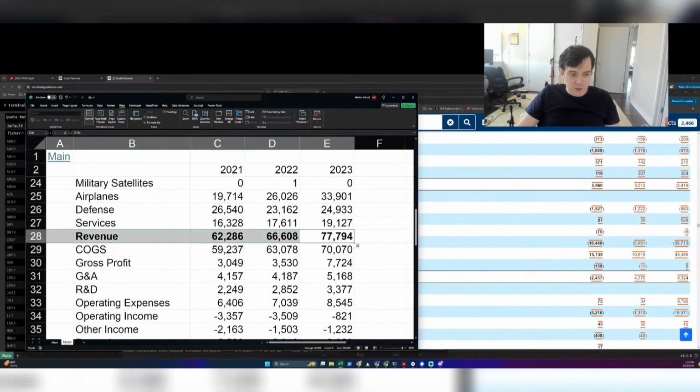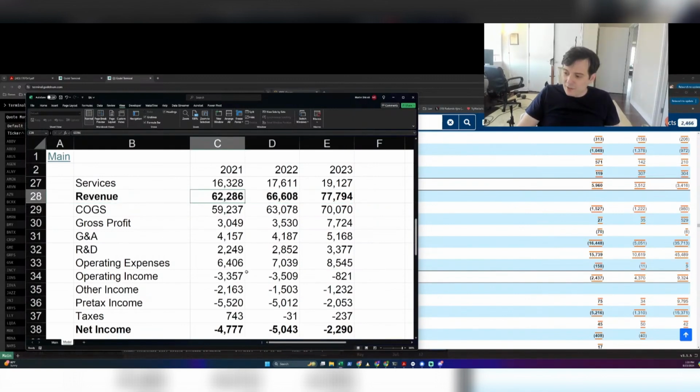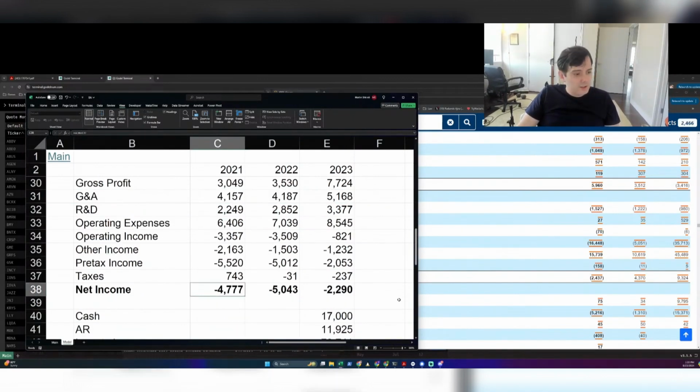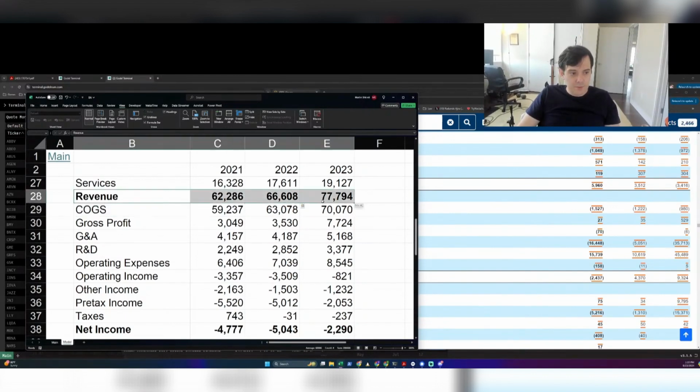That is the product you've sold, in this case, planes and missiles. All right? They sold $62 billion of planes and missiles. They had negative $5 billion. They lost money. Next year, $67 billion planes and missiles, but all the costs to make them, they lost $5 billion. Okay? $78 billion in revenue, all the costs, negative $2 billion. So this makes it look like it's an unprofitable business.